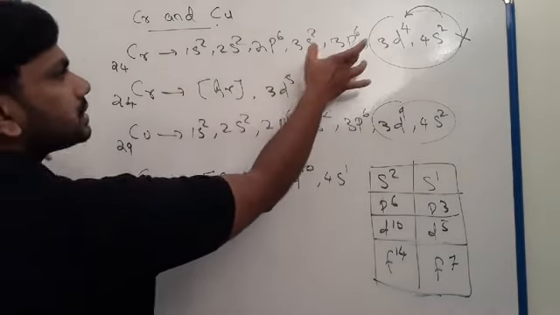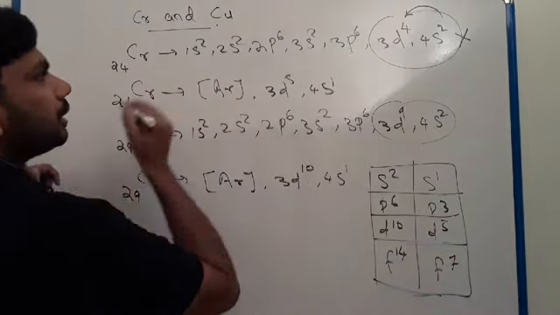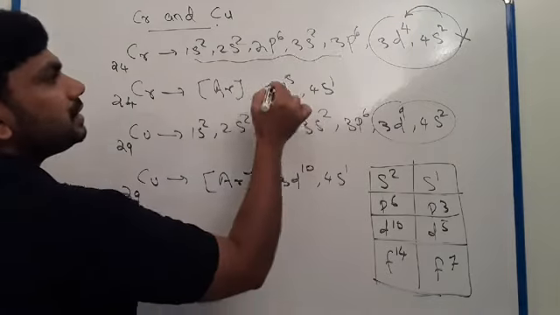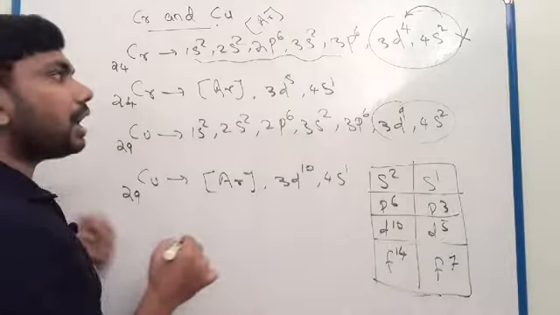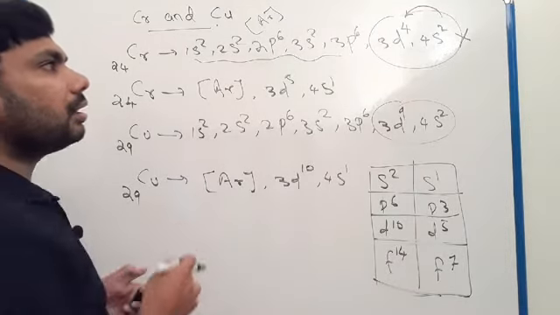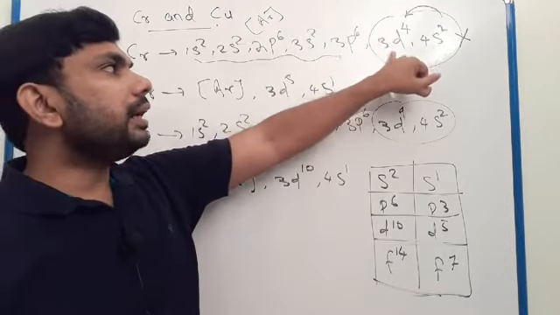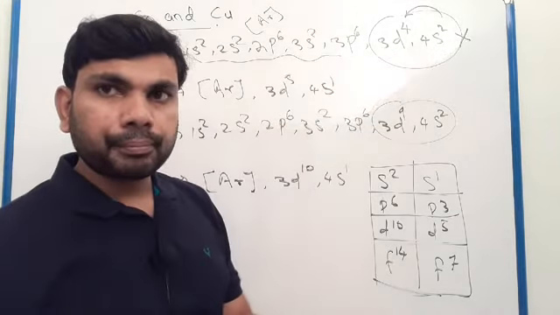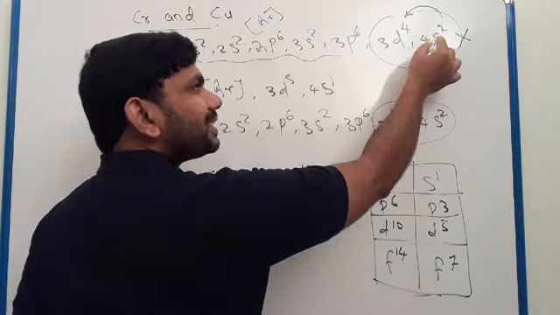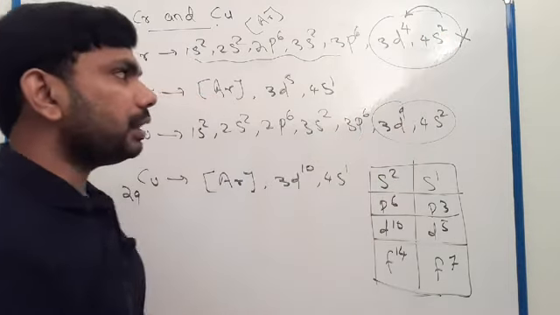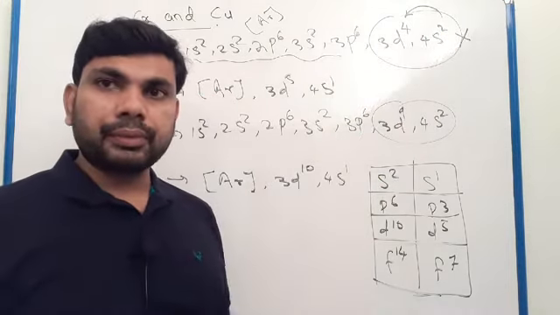This part is 18 electrons, and it is the noble gas configuration argon. So after argon we write 3d5 4s1. One electron moves from the s orbital to the d orbital. I will tell you the reason.